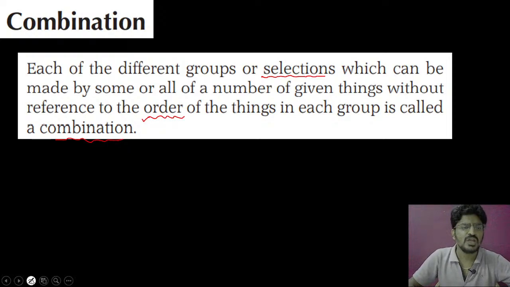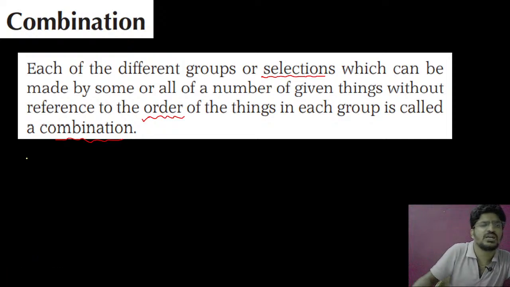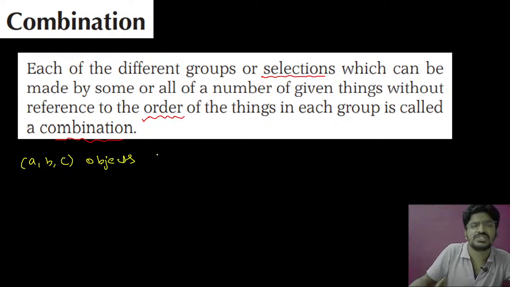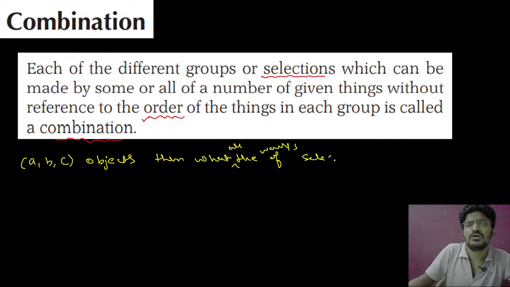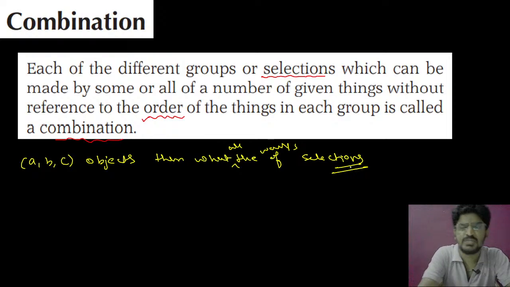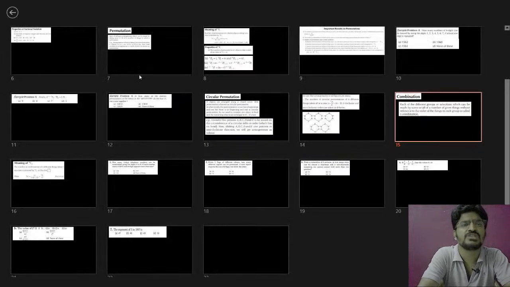Now you just see, if I take A, B, C as three objects, then what are the ways of selection? Please tell me the answer. In the same way, you can quickly observe the same example for permutation also.